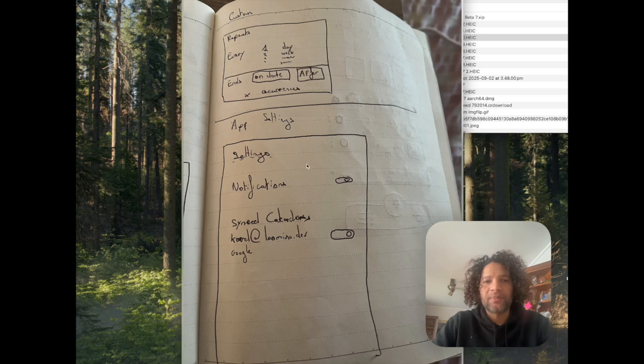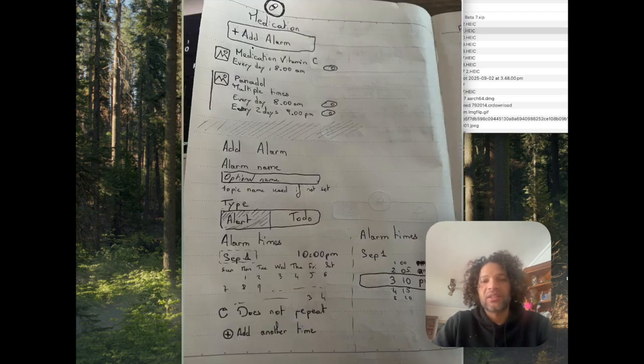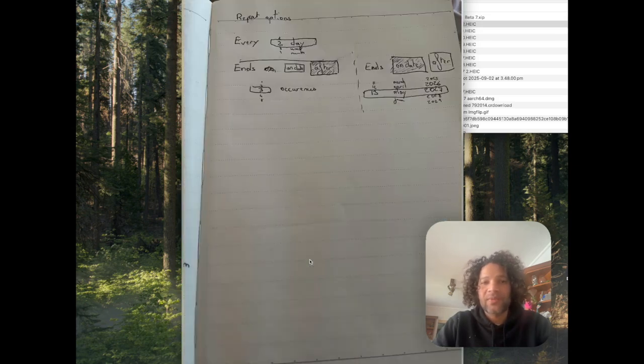If we keep on going, this is what the repeat screen is going to look like. This is what a topic screen, so managing a specific topic, would look like. And I redid a little bit of the add alarm here to make it a little bit clearer for myself, and with the repeats as well. So this is it from a design mockup perspective. There's not much more to it.